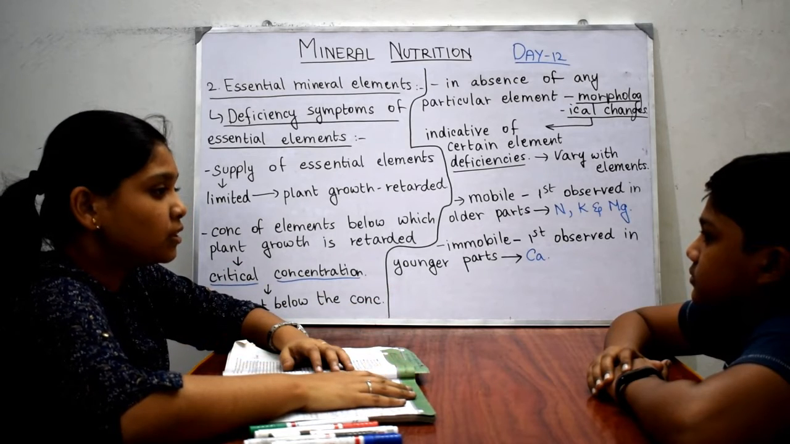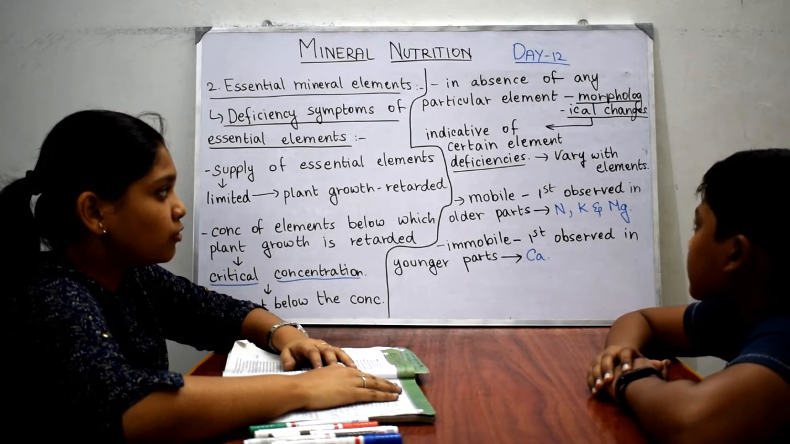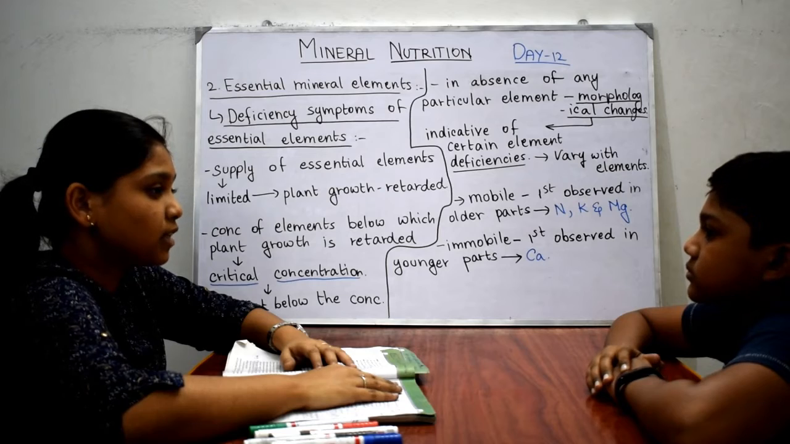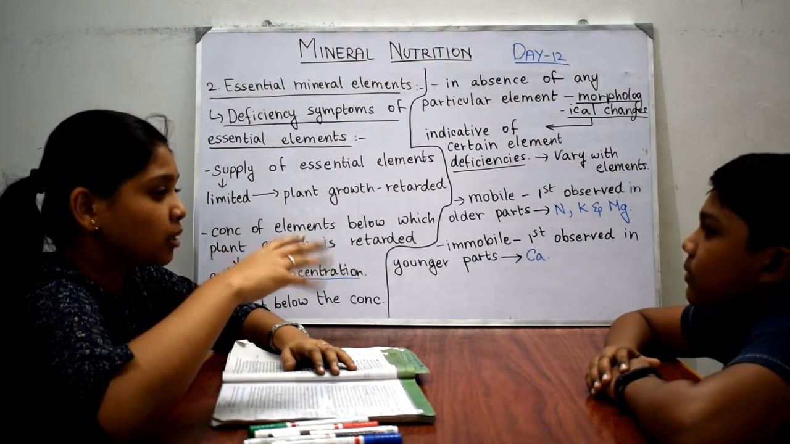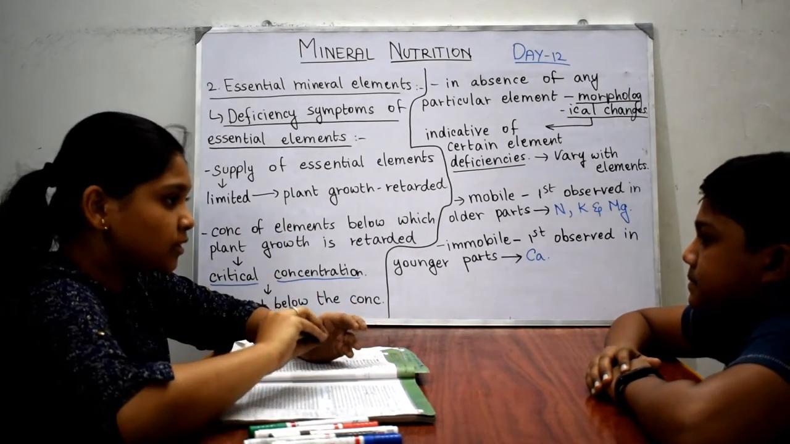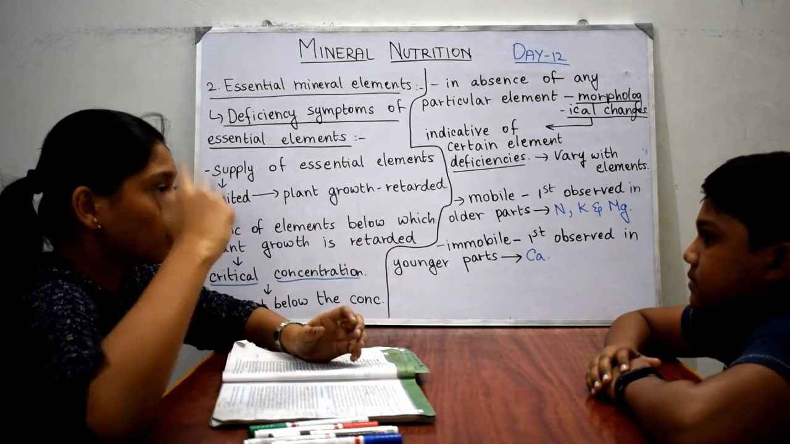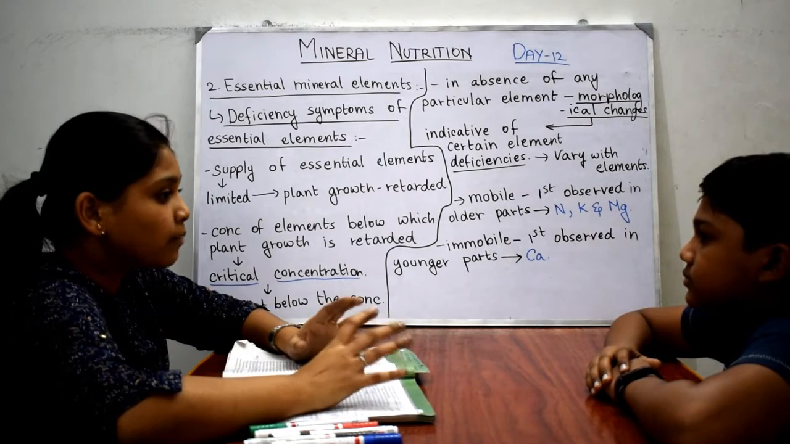So these deficiencies vary from element to element. Some deficiencies occur in the leaf, some in the leaf veins, some in the roots, some on the stem. If this element is deficient, it occurs in that area. If another element is deficient, it will occur in some other area. So it varies from element to element.